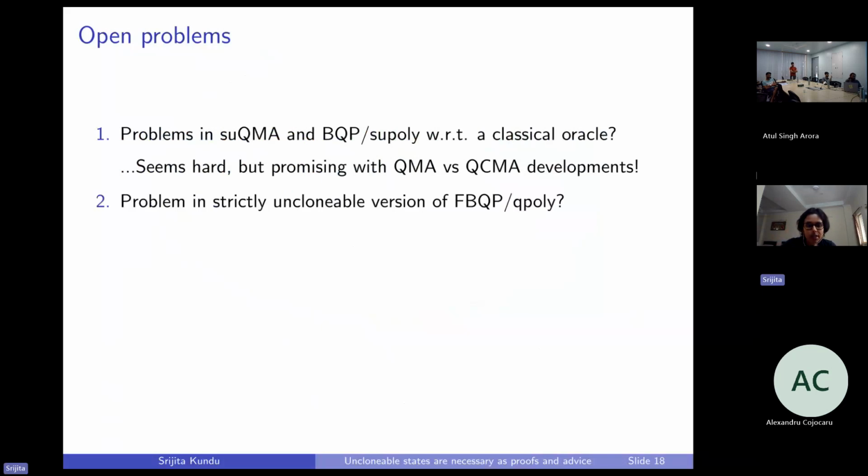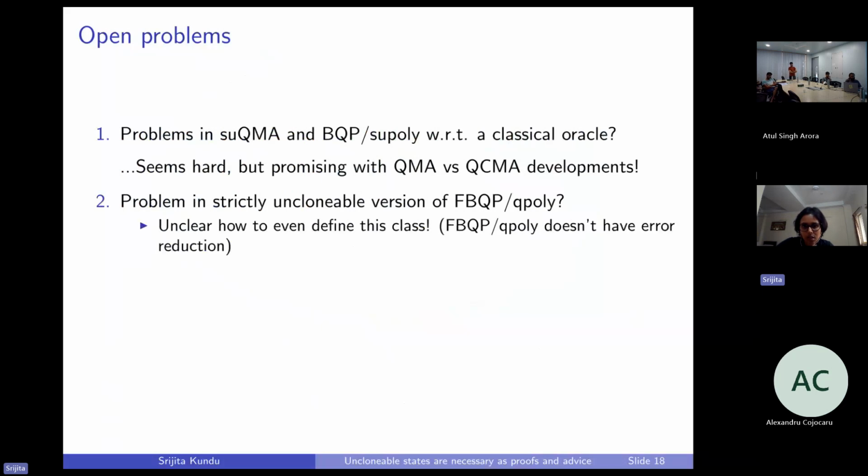And the second question is, can we show that there exists a problem in the strictly unclonable version of FBQP/qpoly instead of FEQP/qpoly? As in, we allow bounded error instead of exact quantum computation in that case.